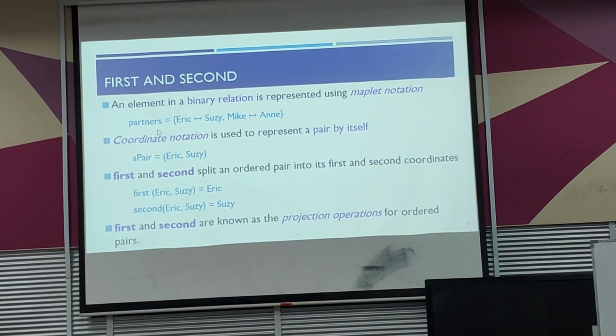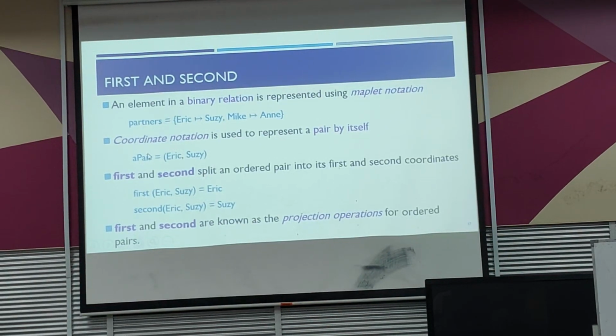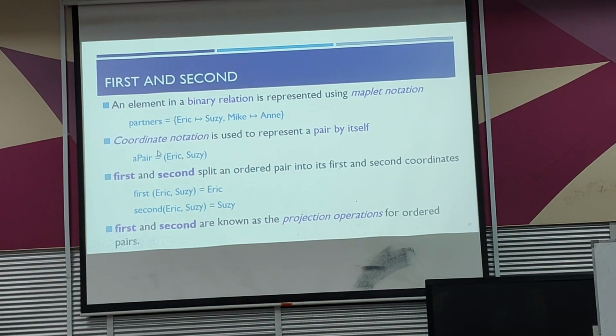So this is the one that I showed you just now. When you use a comma, we call it a coordinate, but we are not going to use this anymore. Starting from this week onwards, you have to start using maplet notation already, for your operation schema.